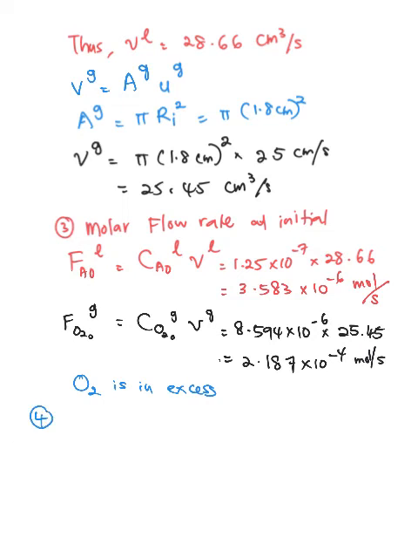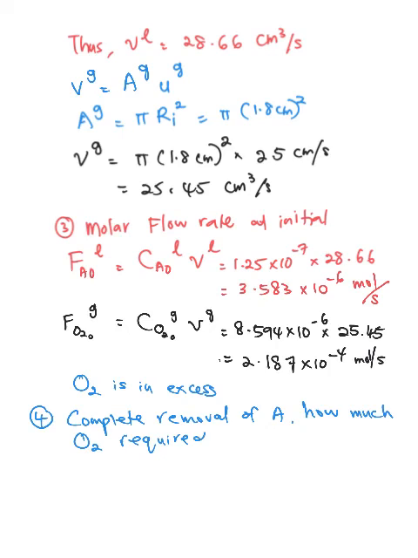Then step 4, complete conversion or complete removal of A. For complete removal of A, how much A is required? How much oxygen is required? We need to compare it based on the stoichiometry. From stoichiometry, 1 A requires 2 oxygen.